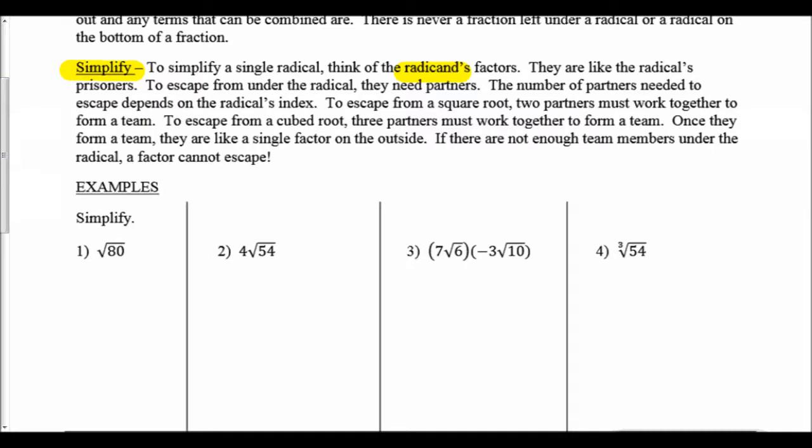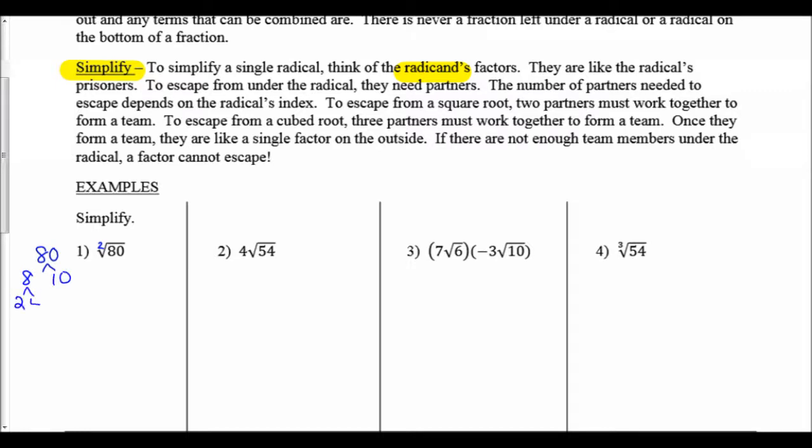In example 1, we're simplifying the square root of 80. When the index is a 2, we don't need to write it. But we know in order to simplify the square root of 80, we need to have at least 2 of the same factor to come out from underneath. I'll start out by making a factor tree for 80. I can break 80 down into any 2 of its factors. The first 2 I think of are 8 and 10.